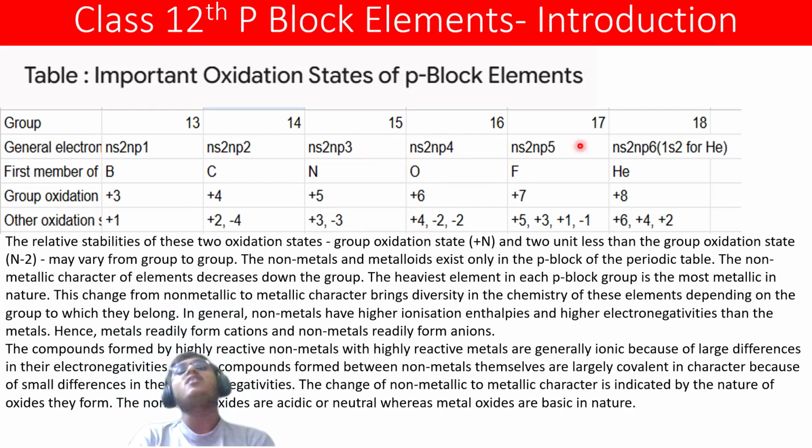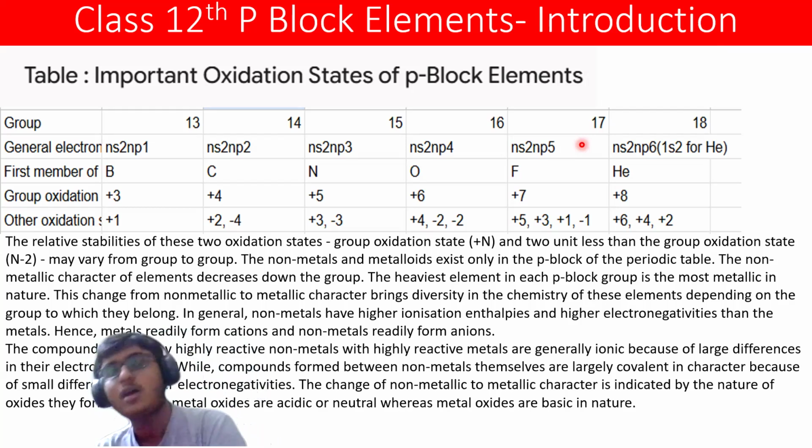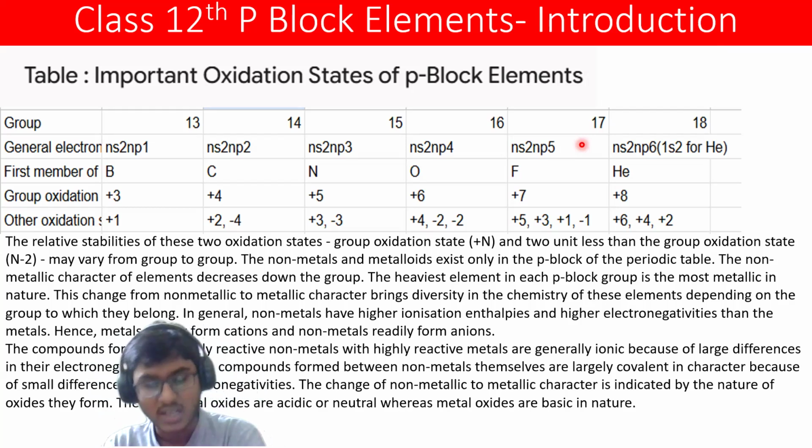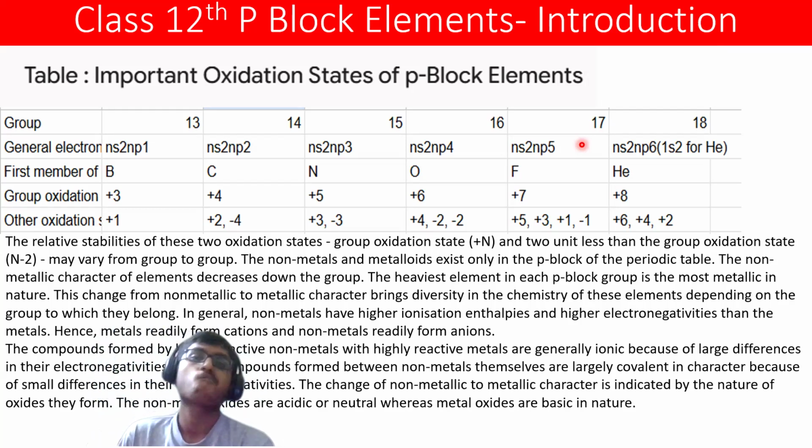For group number 17, we have the general electronic configuration ns2np5. The first member of this group is fluorine, and the group oxidation state is +7. And we can see over here the other oxidation states: +5, +3, then we have +1, -1 also. Many possibilities are there in group 17 because this group has the tendency of showing the electronegativity property, isn't it? So, yeah.